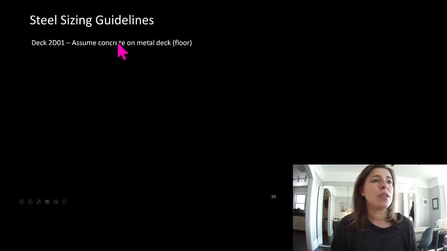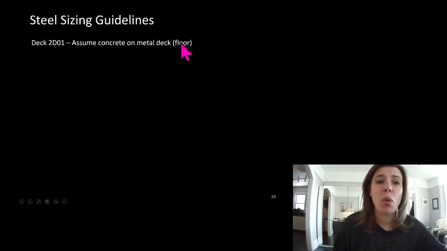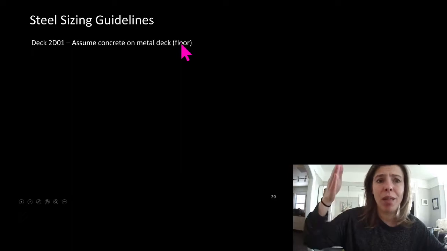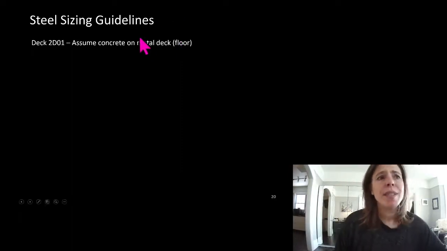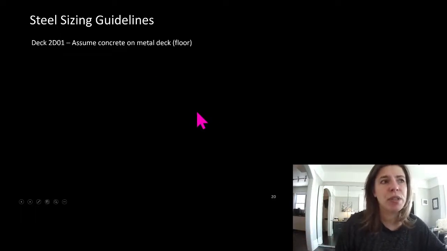So deck, assume concrete on metal deck and that it's a floor, which seems reasonable because there was a column above going somewhere. So we know there's something happening above this building. It means it's not a roof. It was also labeled 2 something, which usually means level 2. So there's a pretty good assumption here that it was a floor.